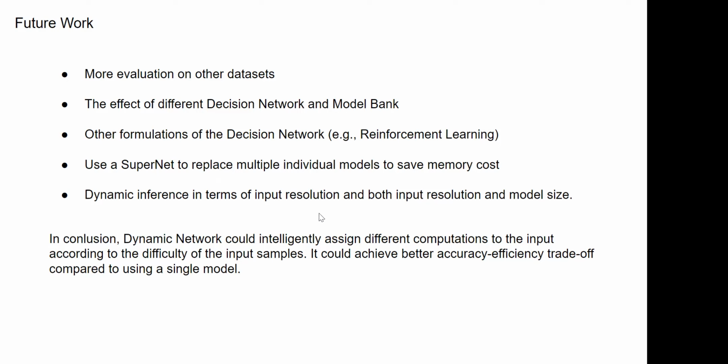So in concluding, the dynamic network learns to intelligently assign different computations to different inputs based on their difficulties. And it shows that it could achieve better accuracy-efficiency trade-offs compared to using just one single model. Yeah, that's all for my presentation.